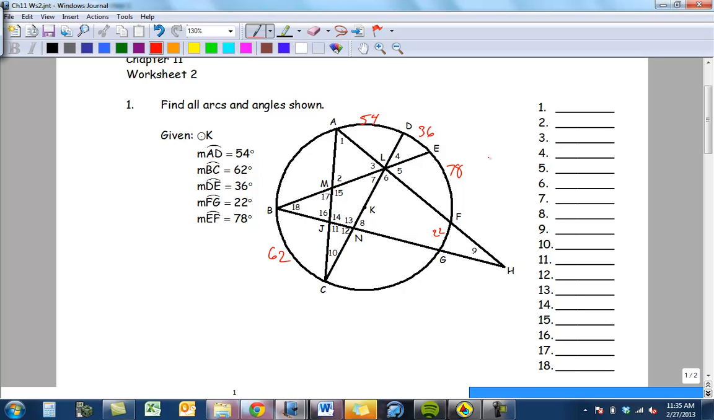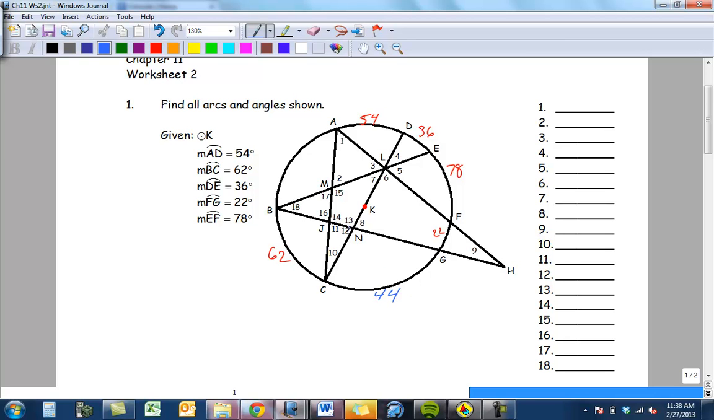All right, now look for easy stuff. One of the easiest things are central angles, but there are none here, right? Here's the center. There are no angles going on. However, there is a diameter, right? So if this is a diameter, that means that this is a semicircle. And 36 plus 78 plus 22 is equal to something. What's left for CG? That makes this here 44.